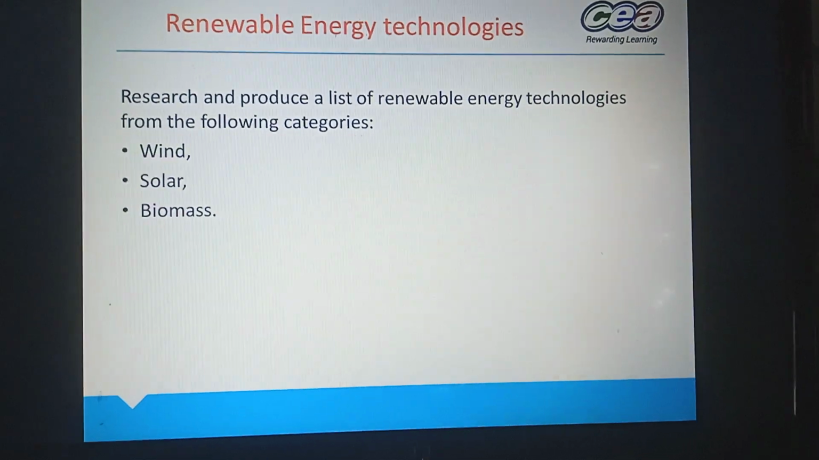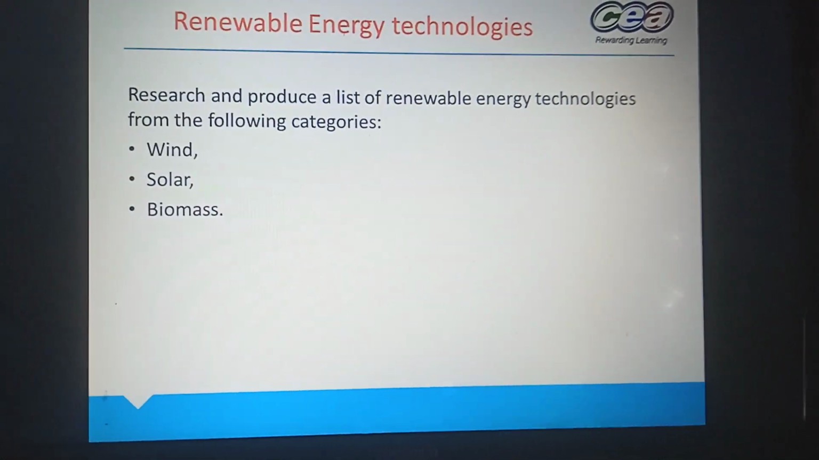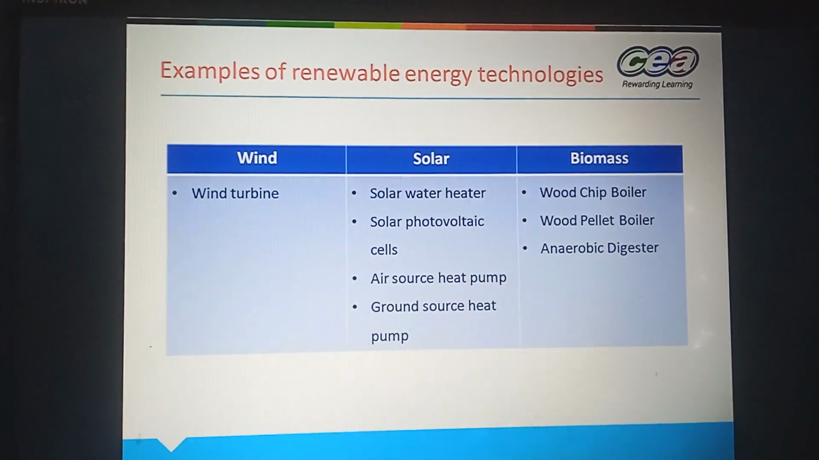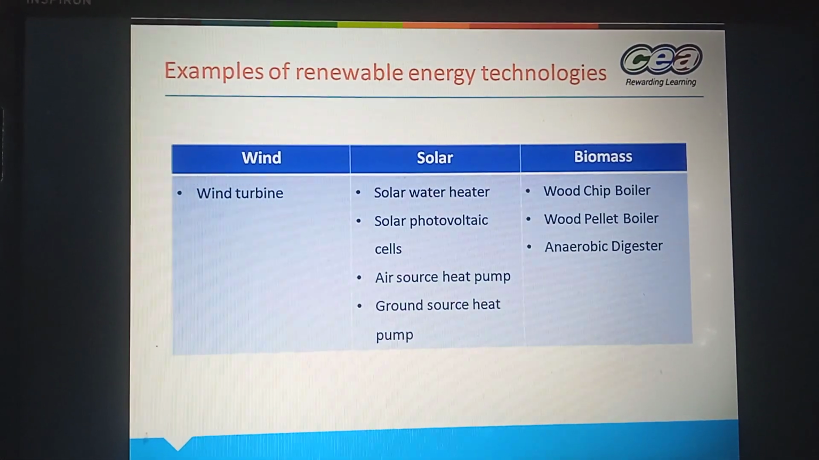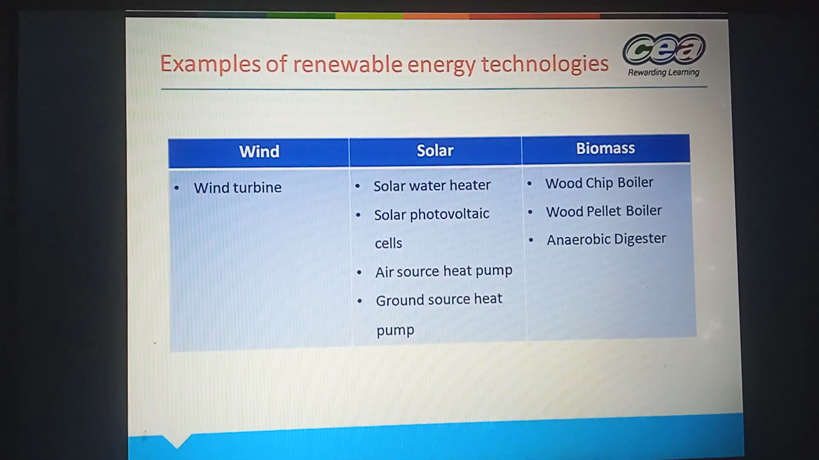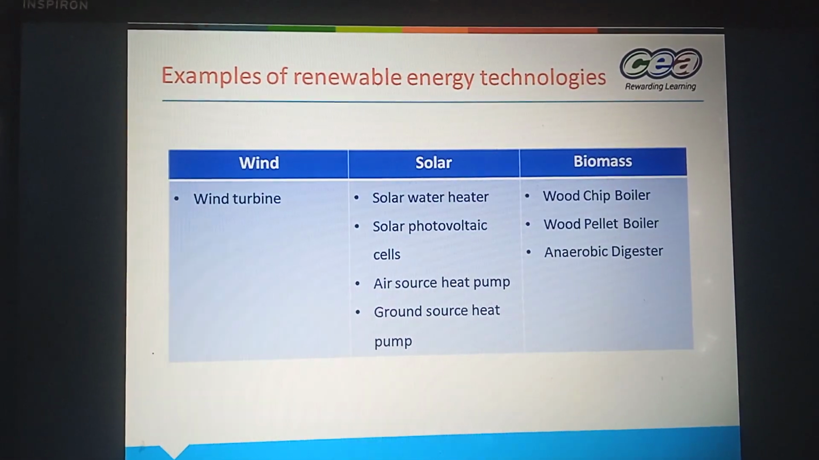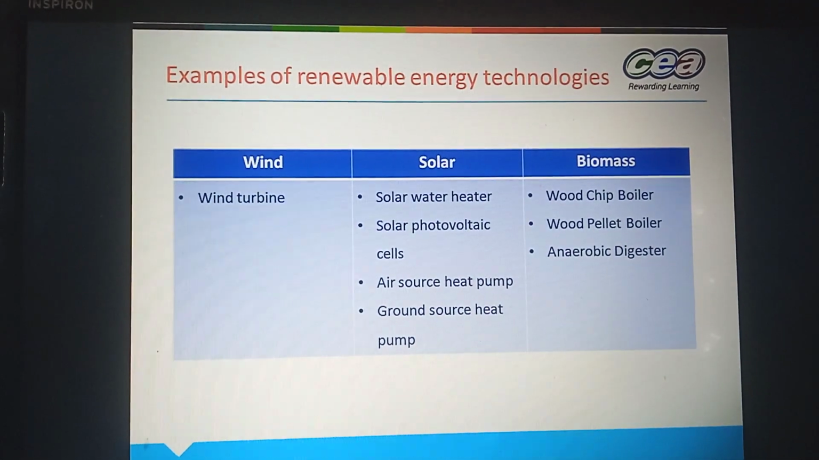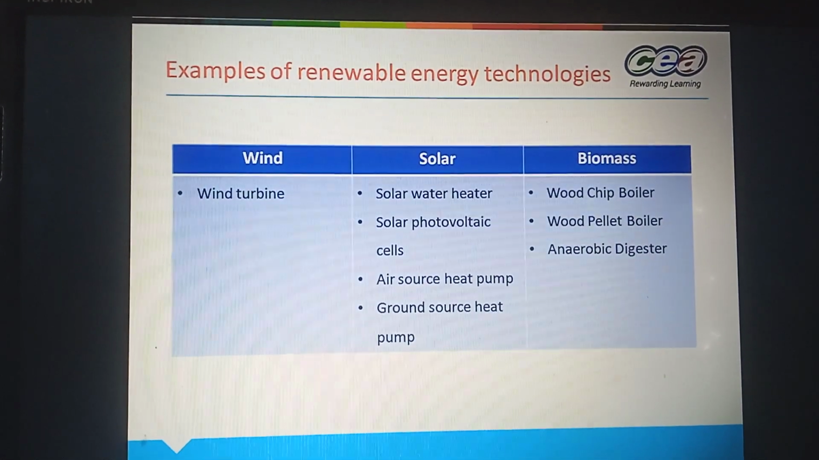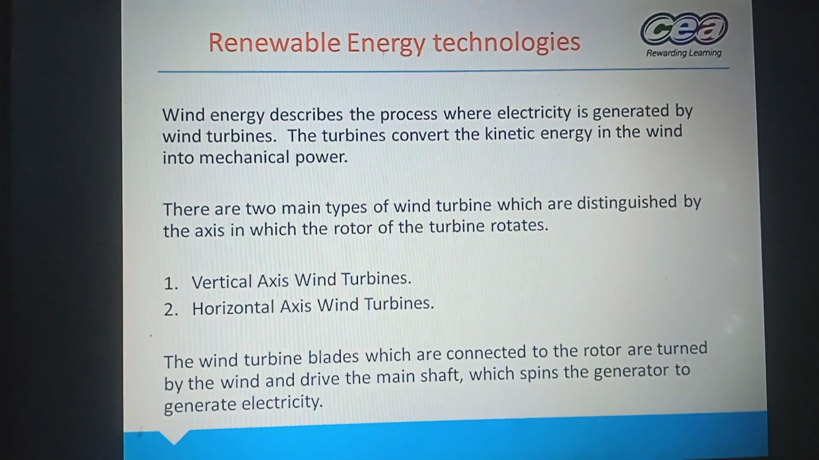Research and produce a list of renewable energy technologies from the following categories: wind, solar, and biomass. Then some of the examples of renewable energy technologies. First one, wind, solar, and biomass. Wind energy examples: wind turbine. Next one, solar energy examples: solar heater, solar photovoltaic cells, air source heat pump, ground source heat pump. Next, biomass: wood chip boiler, wood pellet boiler, and biogas digester. We are going to see the first one, wind energy.